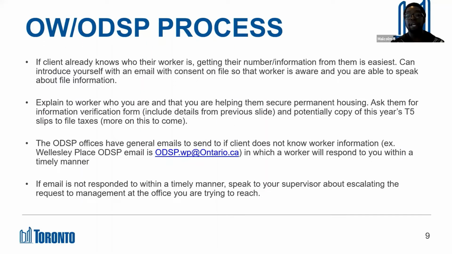The ODSP offices have general emails if for some reason the client doesn't know who the worker is. I gave an example in here. If a client is on ODSP and they're at Wellesley Place and they don't know who their worker is, you can send an email to the general email there at odsp.wp@ontario.ca. And I believe it's all similar for the other ones as well, whether it's Malvern or a few other ODSP places. If the email is not responded to in a timely manner, maybe speak to your supervisor, see if you can escalate to reach management at that office, so you can speak to some sort of caseworker there and get the help that you need with the client.